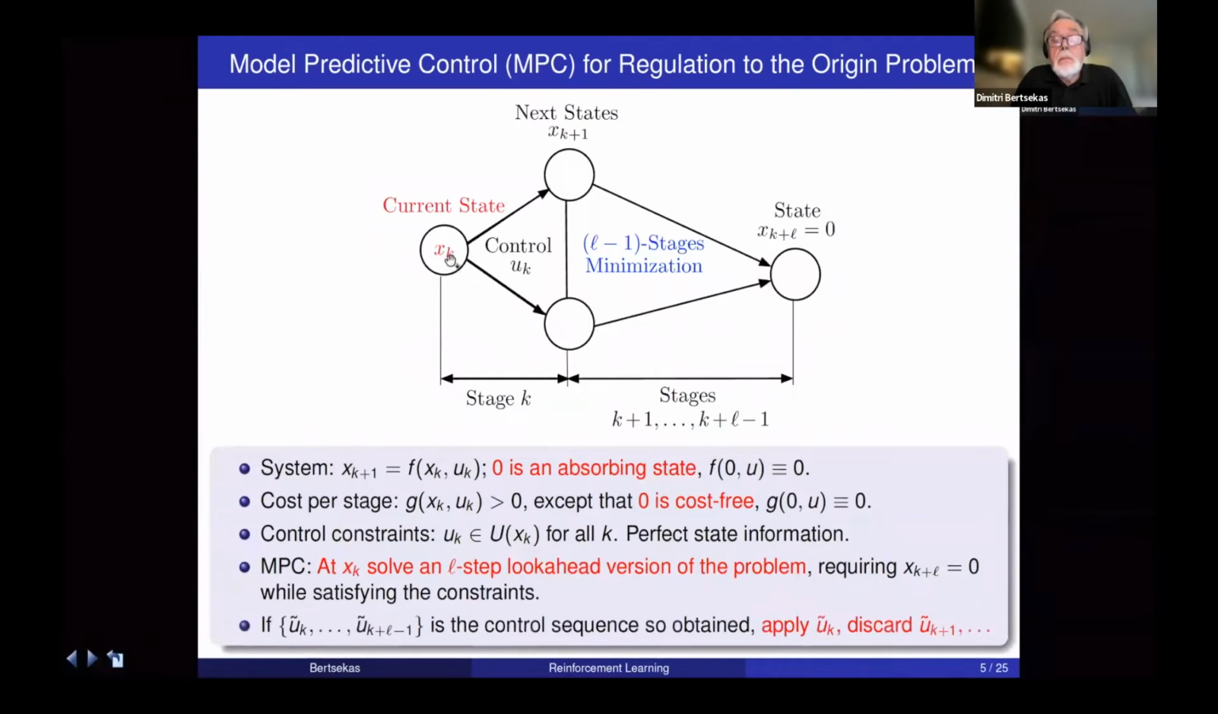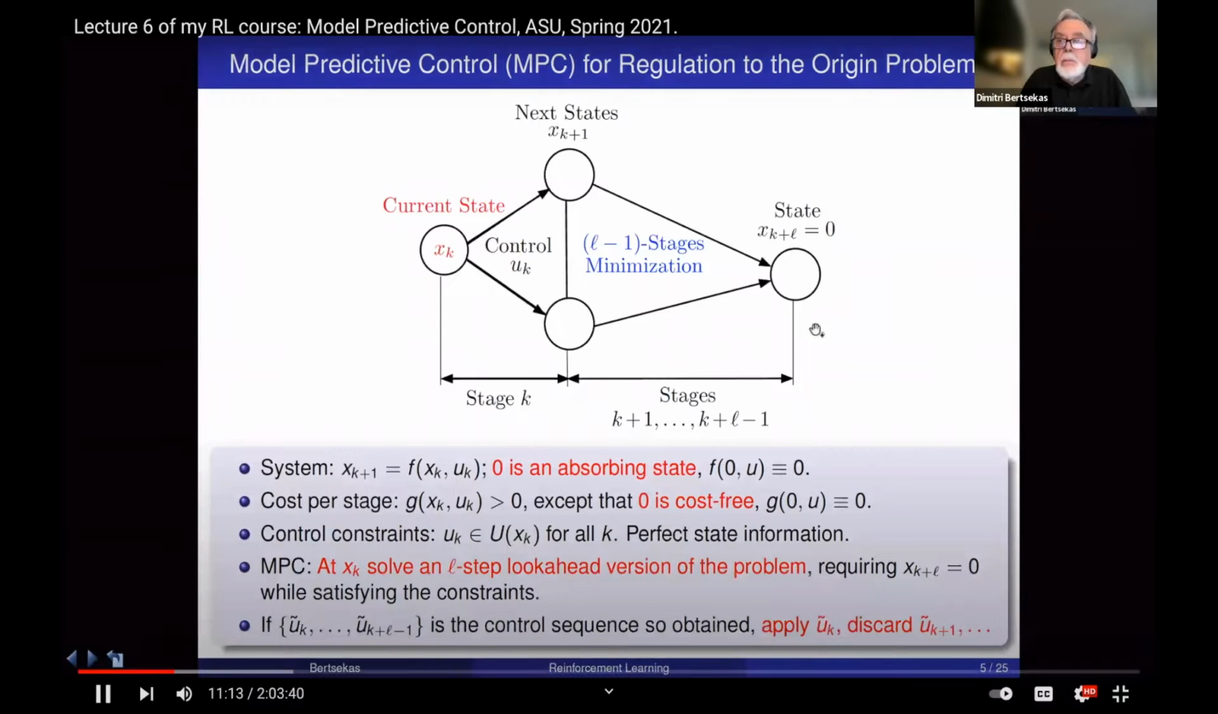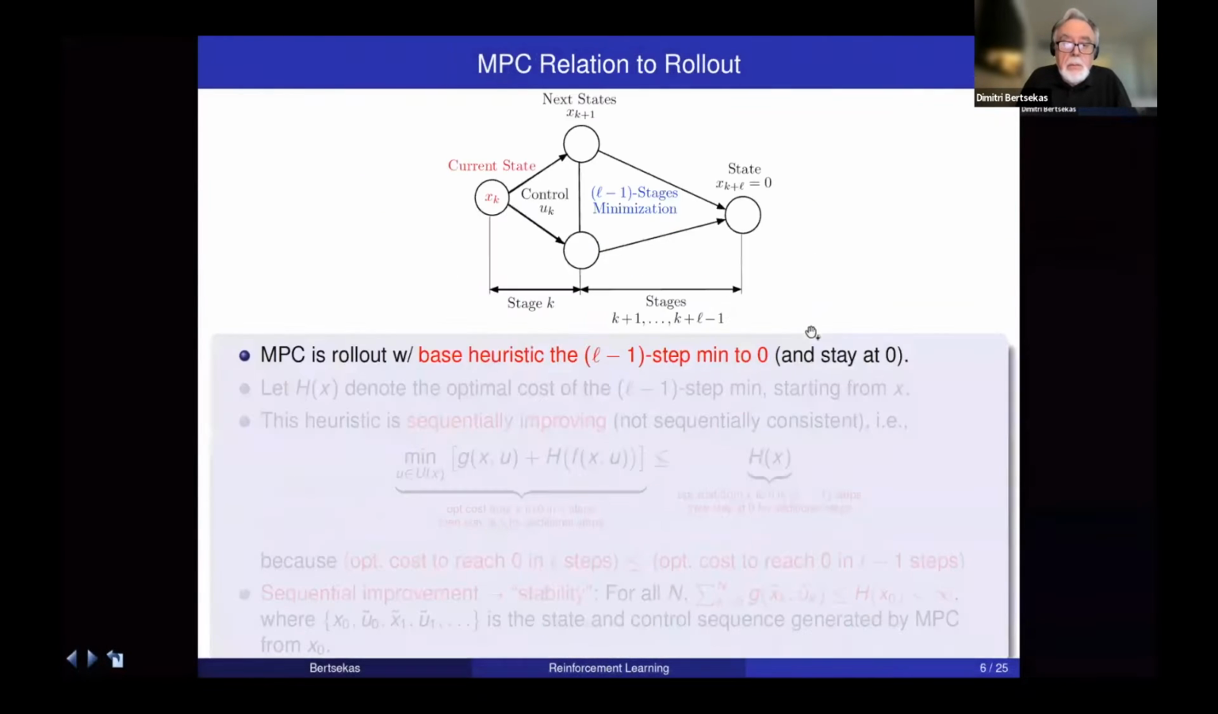Now, assume that at xk you have solved this L-step problem. You have obtained an optimal control sequence for this problem. And then you apply at xk the first component of the solution and you discard all the rest. It's like rollout, where at some state you apply a heuristic and you obtain a trajectory. And then you keep the first step of the trajectory and you discard the rest. And indeed, there's a close connection between MPC and rollout, which I'm going to discuss now.